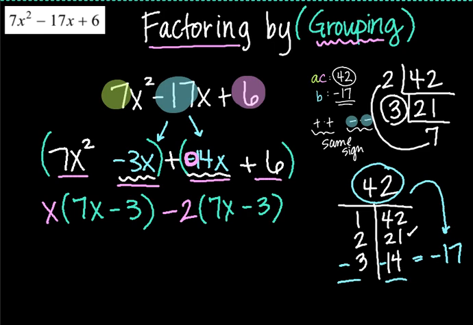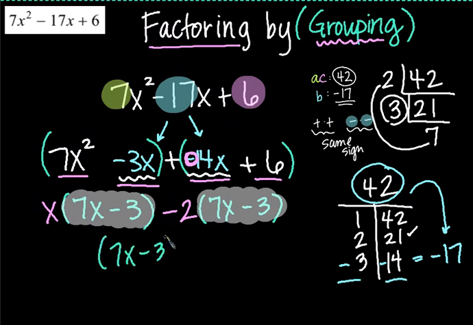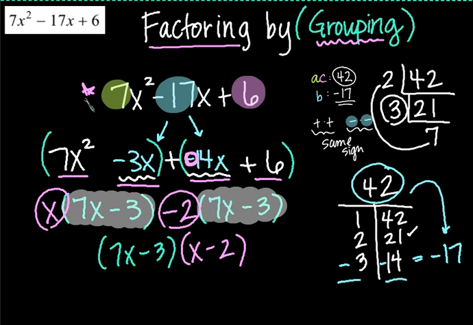So we found the factors of AC that add up to B, we broke it down, we grouped into binomials, and we factored out the greatest common factor. Now, do you see what I see? A common factor that we can remove, leaving us with the other factor, leaving us with x minus 2. And we're done. We have factored 7x squared minus 17x plus 6 into its linear binomial factors.